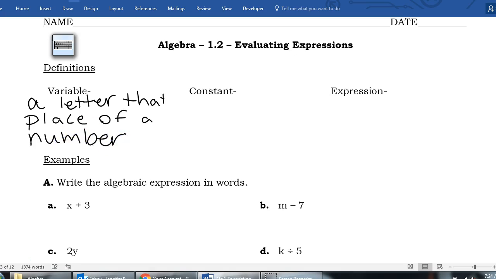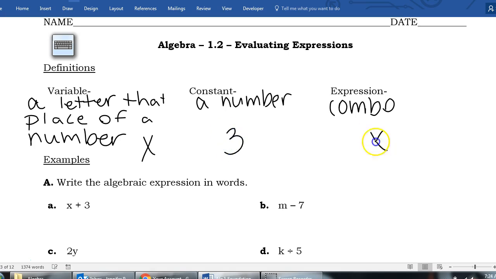And then a constant would be a number that's always constant. It's always the same number, whereas a variable is a number that changes. So we're using letters to represent that that number could be a different number every single time. And then an expression would be a combination of the variables and constants. So here I'm going to just say a variable would be x, a constant would be 3, so x plus 3 would be an expression.